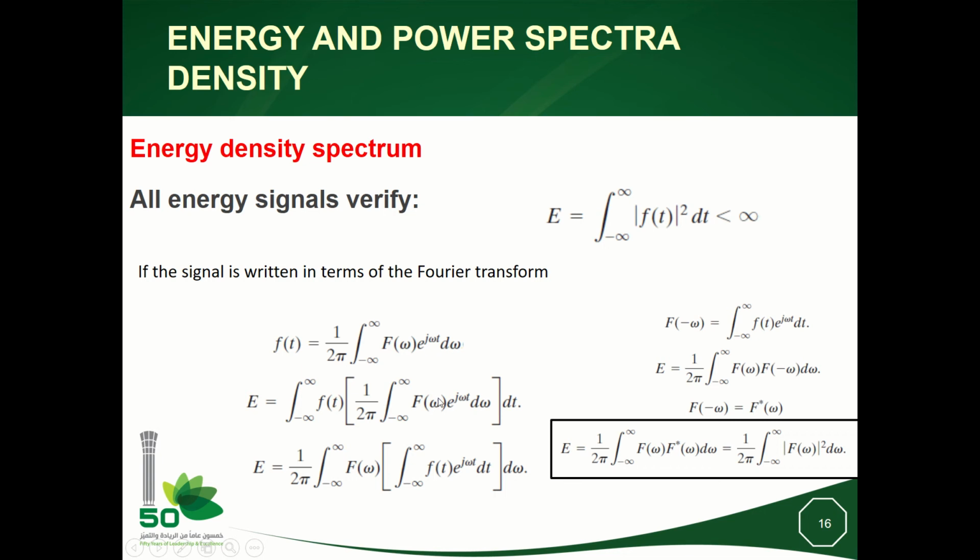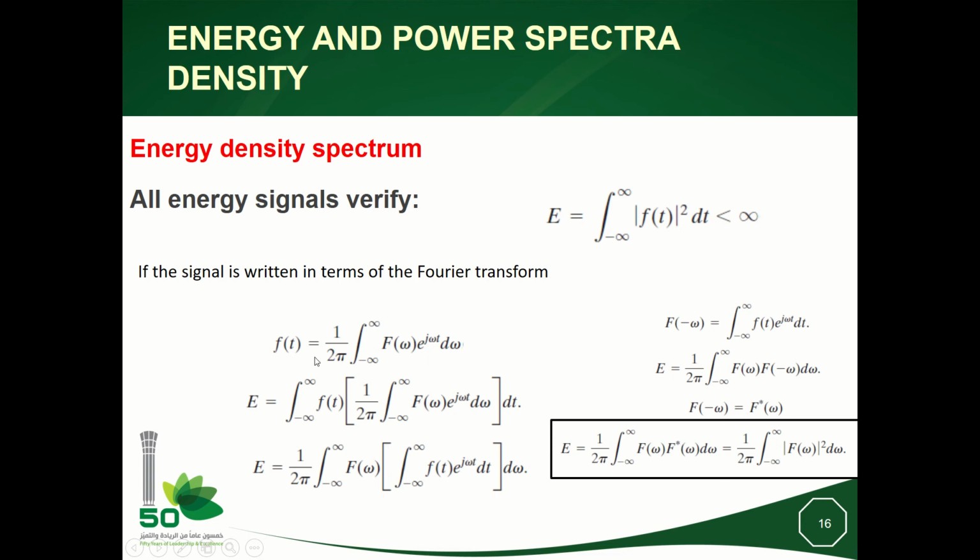So what is now the energy in terms of the frequency spectrum of the signal f(t)? The inverse Fourier transform of f(t) is by definition 1 over 2 pi, the integral from minus infinity to plus infinity of F(omega) exponential j omega t d omega, where F(omega) is the Fourier transform of f(t).